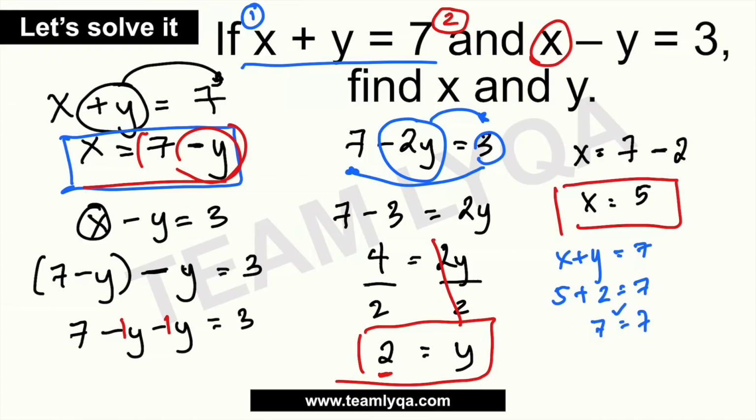Kung gusto mo pang mas manigurado or kung hinihingi ng teacher ninyo yung checking, gagamitin din natin siya dito. So, you have X minus Y is equal to 3. Ang X daw ay 5 minus, tas ang Y naman ay 2. 3 ba siya? 3 rin naman siya. So, tama rin tayo doon. So, indeed, ang tamang sagot ay Y is 2, X is 5. Okay? Yun yung pinaka-proseso niya.